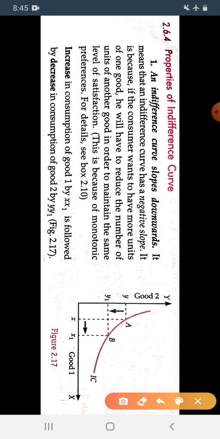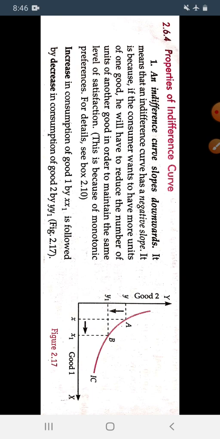Why is it negative? Because when we are sacrificing one unit to gain an additional unit of another good, it is negative. When we increase something, we have to sacrifice something, so there is a negative relationship between good one and good two. For that, the indifference curve is negatively sloped. If the consumer wants more units of one good, he will have to reduce the number of units of another good in order to maintain the same level of satisfaction.